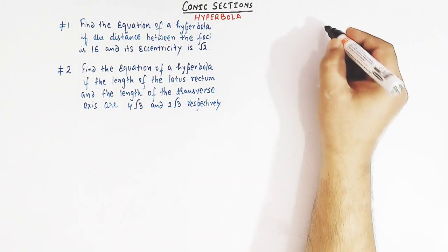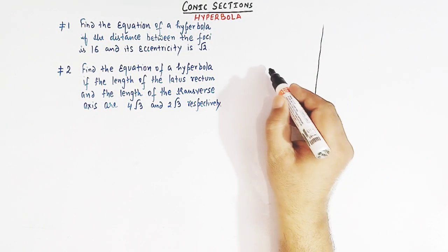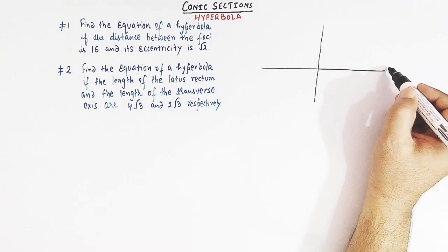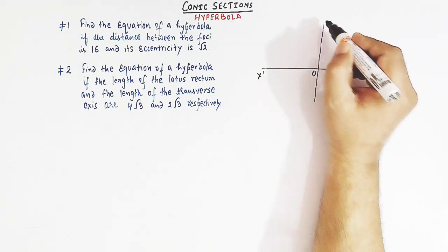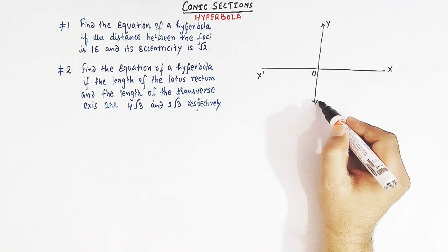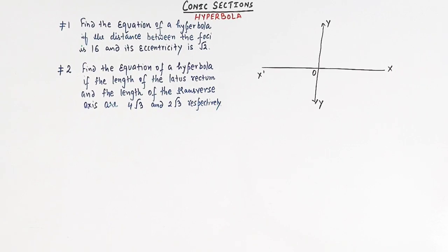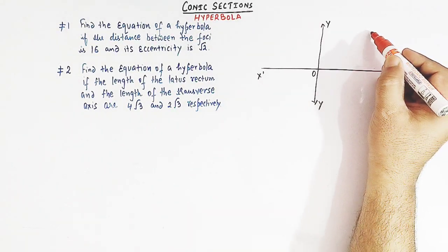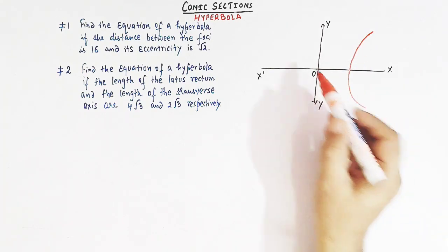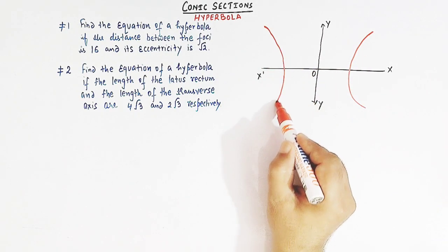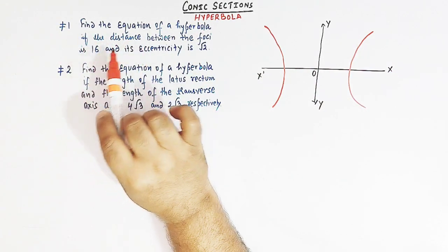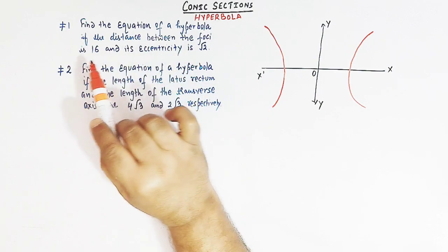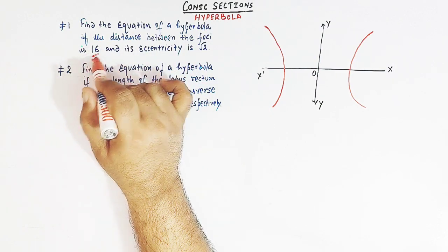So in the first problem, let us draw a rough diagram, right? So here we have the x-axis and here we have the y-axis, right? Okay, now let us draw a rough diagram of the hyperbola. So let us take the hyperbola like this here and similarly here, right? And here we are given the distance between the foci is 16, right?